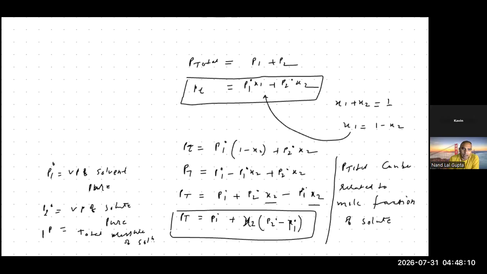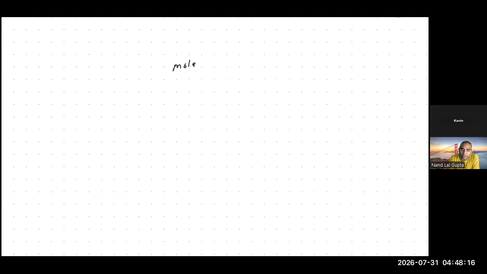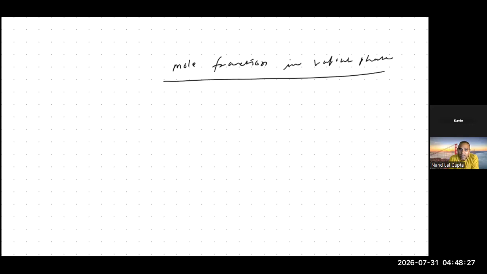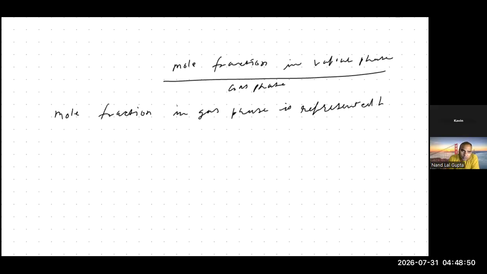Now one more topic here we are adding: mole fraction in vapor phase. What do you mean by vapor phase? Vapor phase means when the components are in the gas phase, total components in the gas phase. So mole fraction in gas phase is represented by Y, not X, represented by Y. That we need to keep in mind.